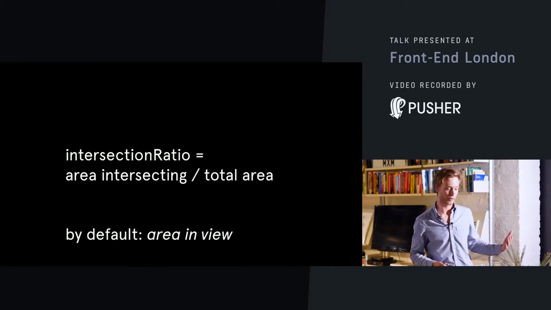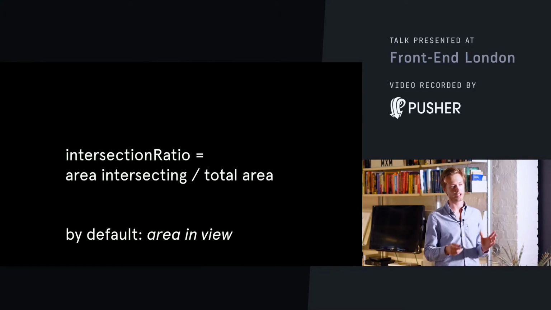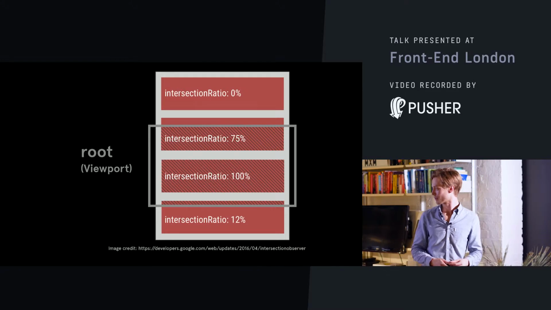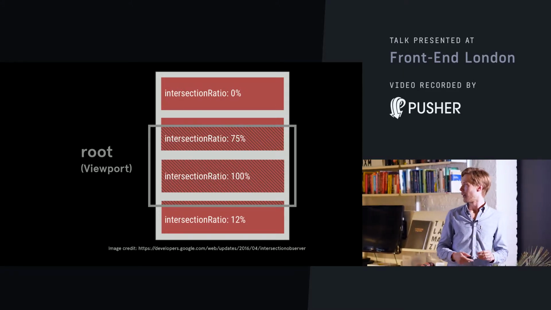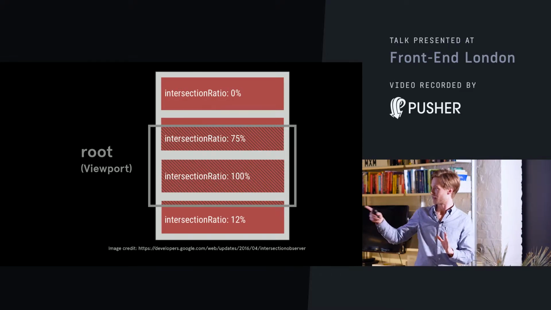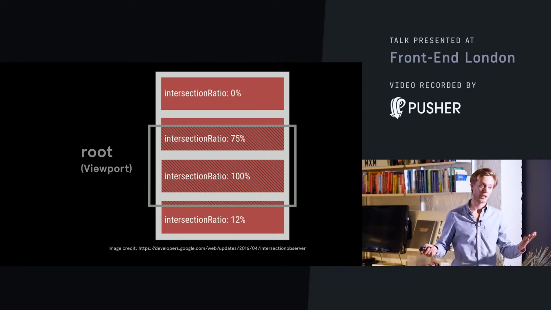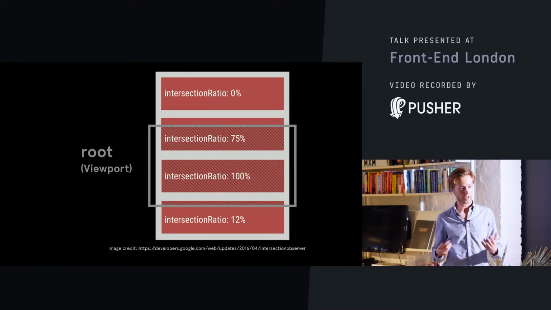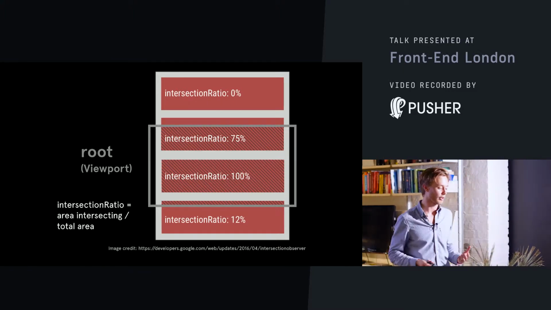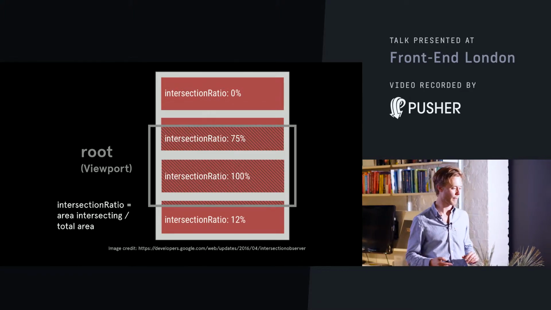So with the default behavior, it's the area that's in view, how much of the element is now in view. Visually, with the picture I took from Google's developer blog, if an element is completely outside of the view, which is the default behavior, the intersection ratio is 0. If it's completely in view, intersection ratio is 100%, and then anything in between. So obviously, we can also use this for determining whether something is in view or not.